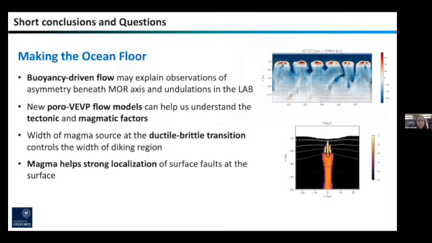The idea is that I've presented a number of models of processes that make the ocean floor, and the buoyancy-driven flow seems to explain observations of asymmetry beneath the ridge axis and undulations in the LAB. And there is more exciting work coming up. And we've also developed a new poro-viscoelasto-viscoplastic flow model in order to understand the interaction between tectonics and magmatism.